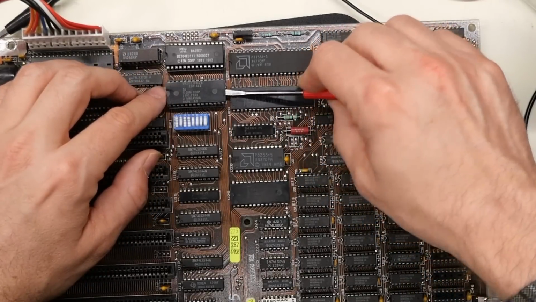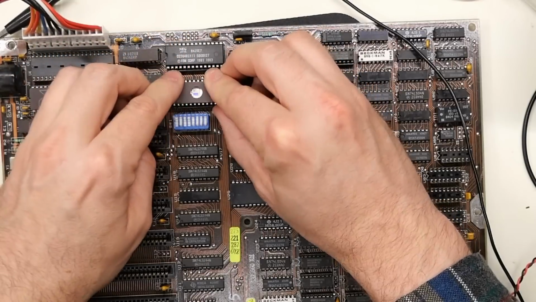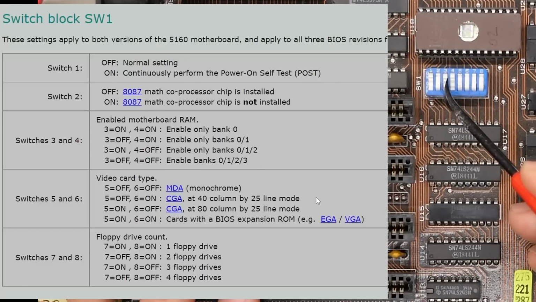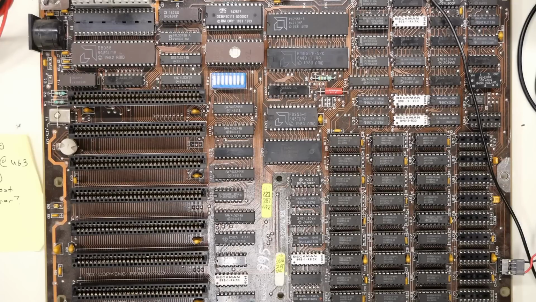U18 is this IC right here. This is the BIOS chip, in with our diagnostic chip. It has to check the dip switches are set correctly for the correct banks of memory. Let's just go to on and on, which is only 256K, the first bank here. All right, let's turn it on, see what happens.